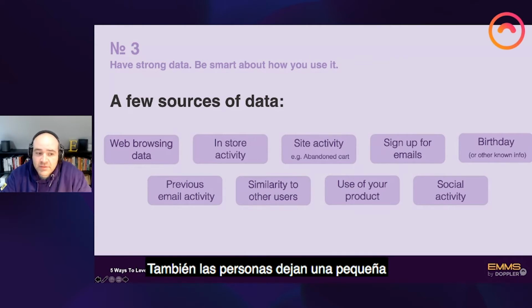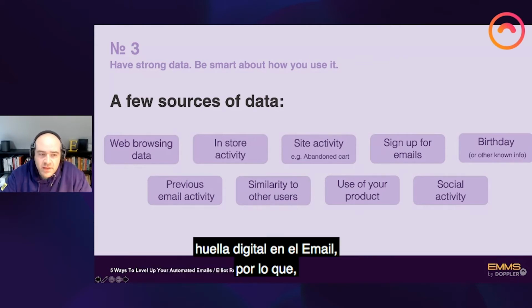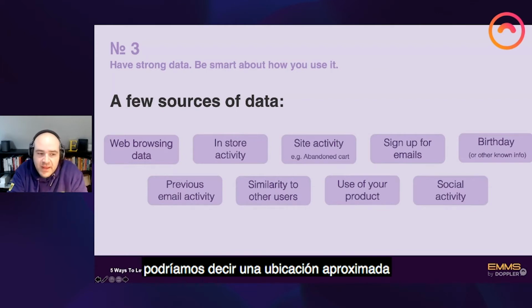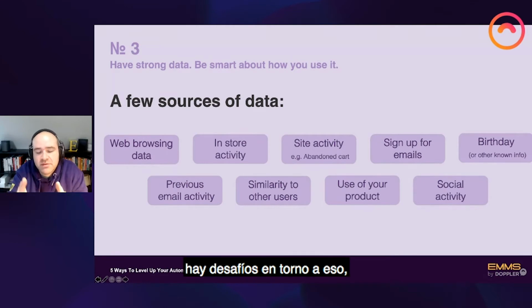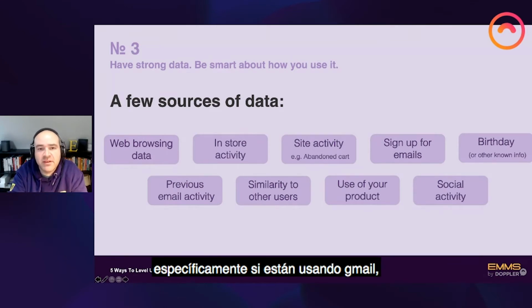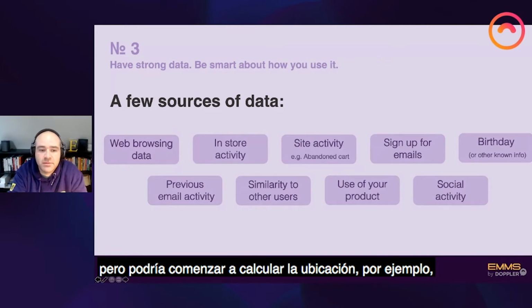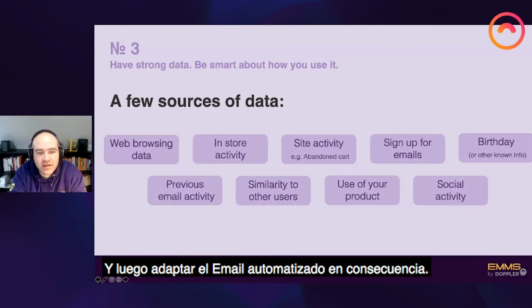Also, people do leave a bit of a digital footprint in their email. So, for example, most of the time we can tell what email client they're using. We could tell a rough location based on their IP address. There are challenges around that, specifically if they're using Gmail, we can't really do that. But you could start working out location, for example, based on that, and then tailor automated email accordingly.